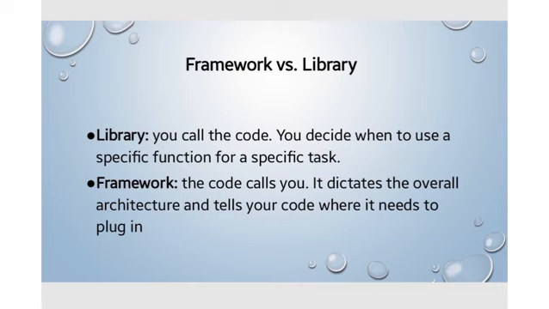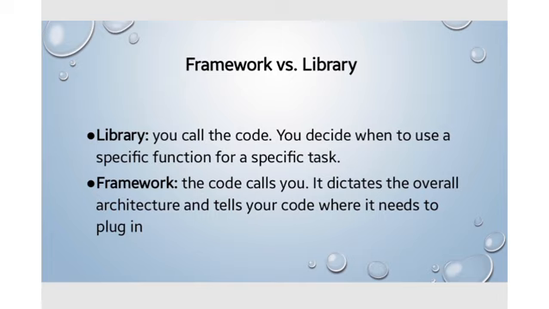The next one is flexibility. A framework is less flexible because developers follow a predefined architecture. A library is more flexible because developers choose how to use it. The scope: a framework usually provides a complete solution for application development. A library usually solves a specific task only. Development speed: a framework speeds up large-scale development because many features are already built in. A library saves time for specific functionality but developers still manage the overall architecture.